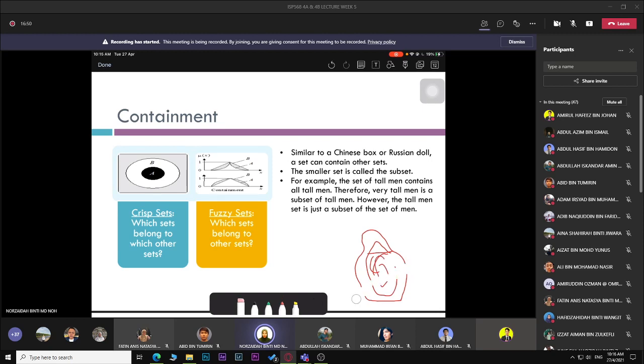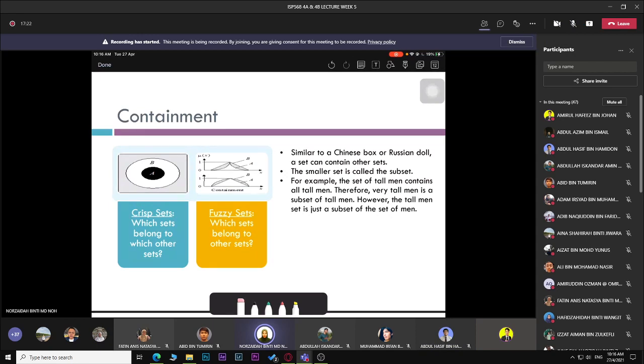So the smaller one will be a subset of the bigger one, because the smaller set will be the subset. What do we call the bigger set? The smaller set we call a subset. What do you call the bigger set? Set? Sure? The big one we call the superset. The superset is the big one, the subset is the small one. Okay? Alright.